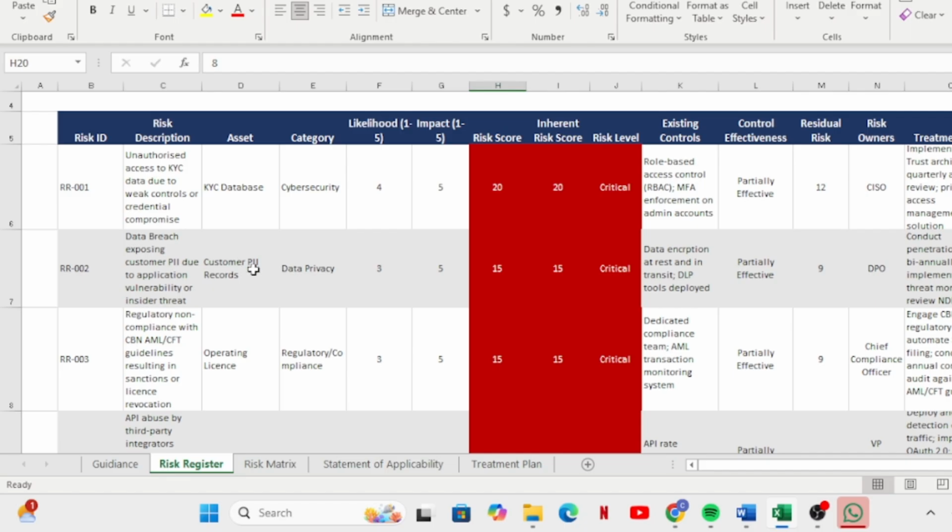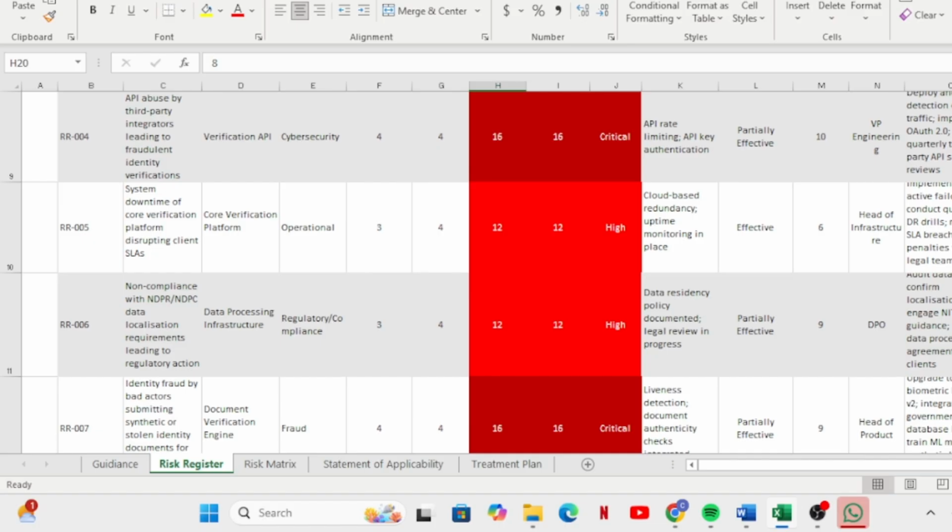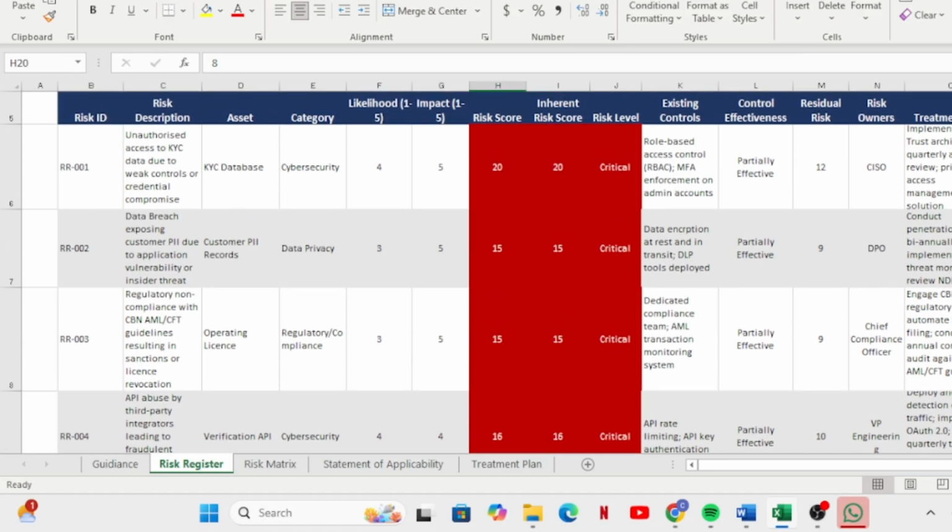The second one is customer PII records, which is data privacy, something that companies should protect with their life, basically, and it's still very critical. This is the inherent risk before controls came into play. It was critical, and this is after controls came into play. It's still not bad, but it still needs attention.